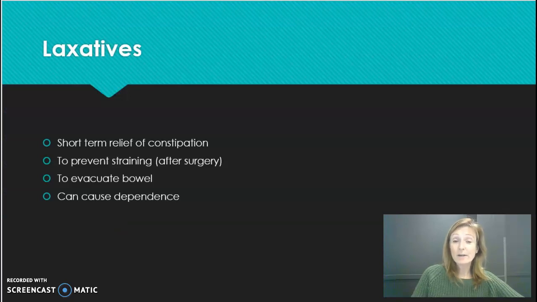So first I want to talk about laxatives. There are many different reasons why patients have a full colon and need to empty that colon, whether they're constipated or having a GI test, such as a colonoscopy, or a variety of other reasons why we need to get that poop out of the patient.